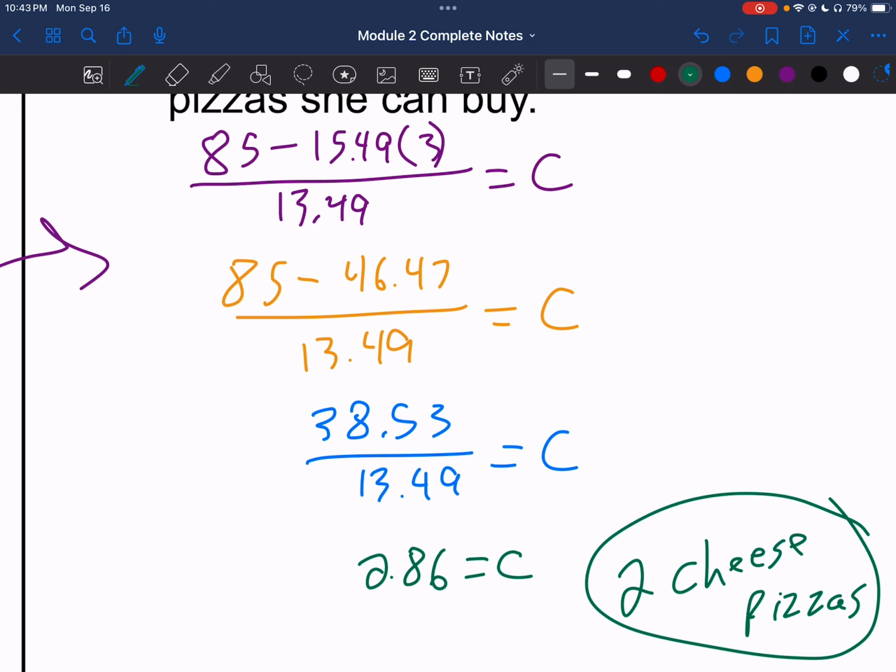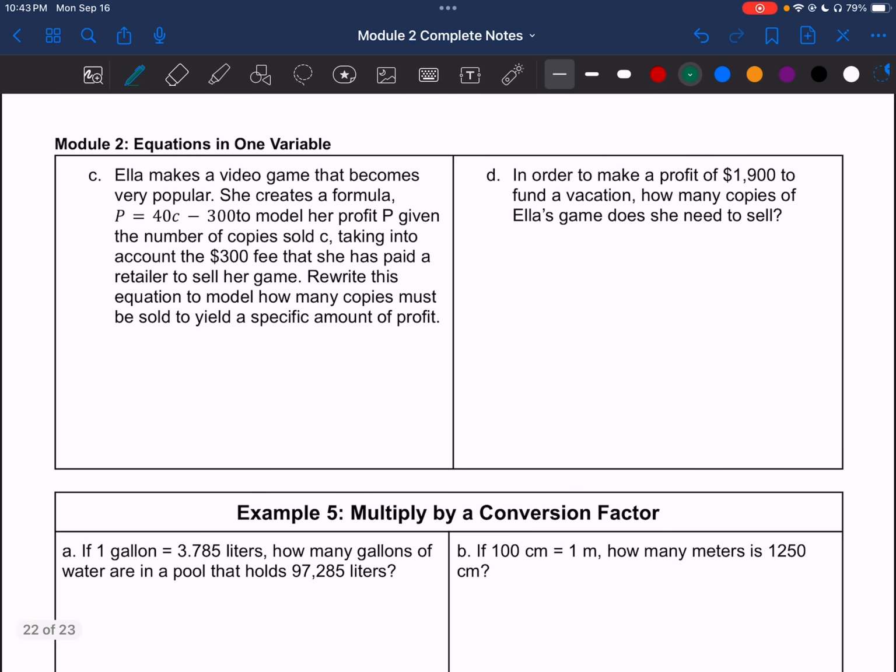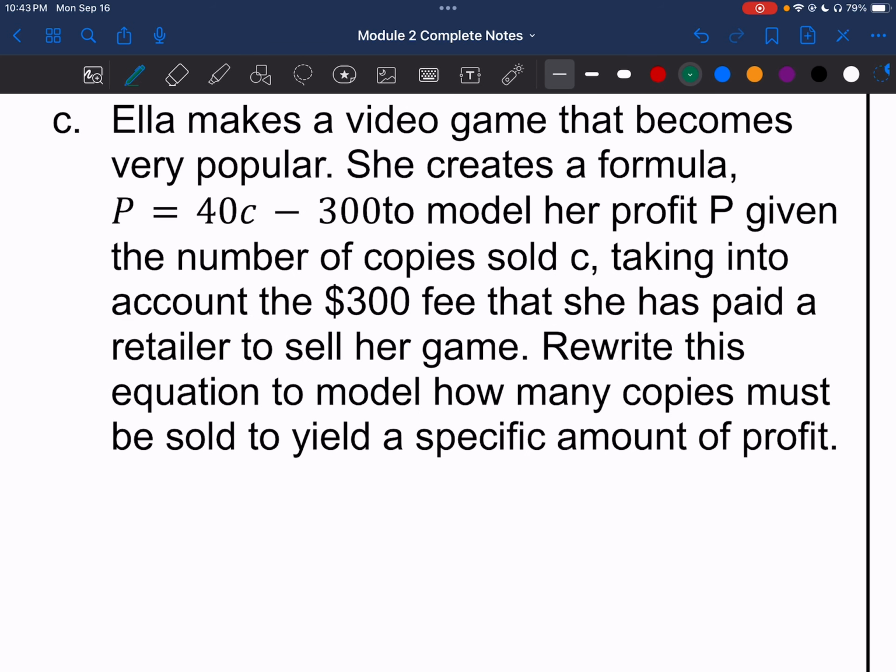All right. So the you try problem is on the next page. I want you to go ahead and do that on your own. Okay. So Ella makes a video game that becomes very popular. She creates a formula, P equals 40C minus 300, to model her profit, P, given the number of copies sold, C, and taking into account the $300 fee that she has paid a retailer to sell her game. Rewrite this equation to model how many copies must be sold to yield a specific amount of profit. So profit is equal to 40 times the number of copies minus the 300 advertising or stocking fee.